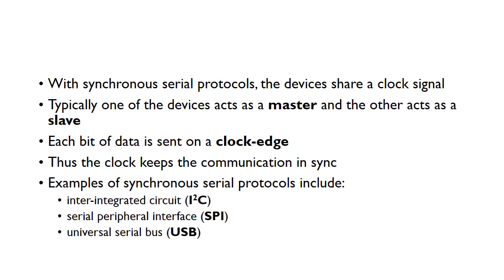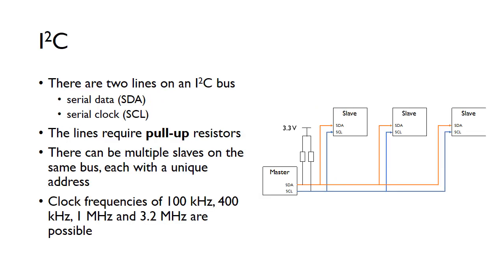vice versa. Examples of common synchronous serial protocols include Inter-Integrated Circuit, or I2C, Serial Peripheral Interface, SPI, and also a very common protocol that we use is the USB, Universal Serial Bus. Each one of these has got a clock signal as well as the data lines.